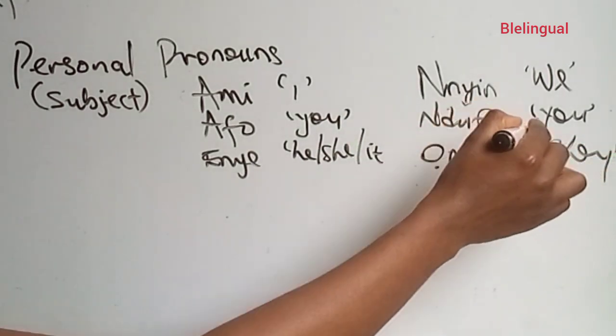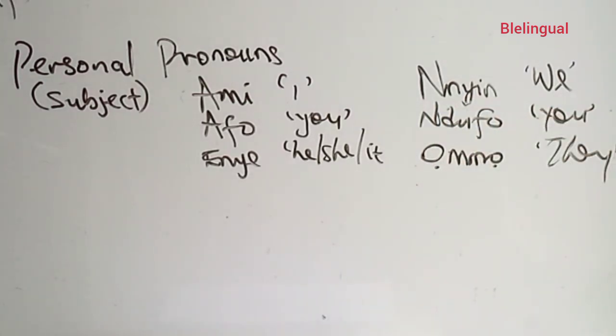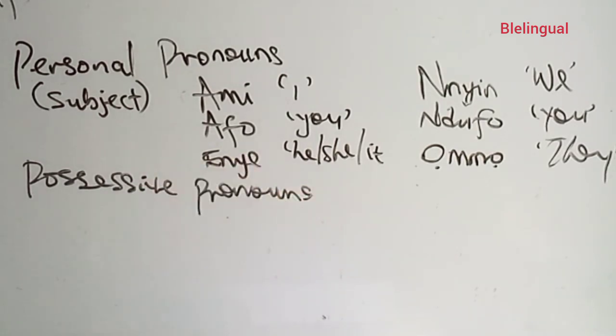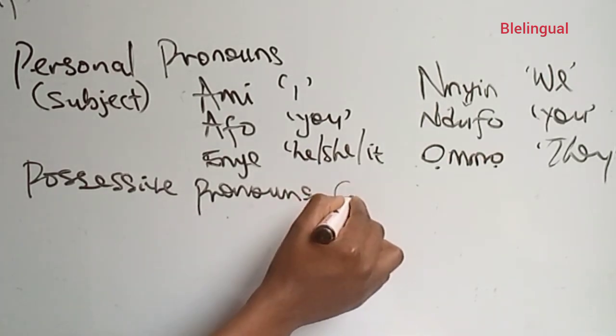Ommo, that is they. In our previous lesson, we cited some examples on how you can apply these pronouns to make sentences in the Ibibio language. Refer back to that lesson.